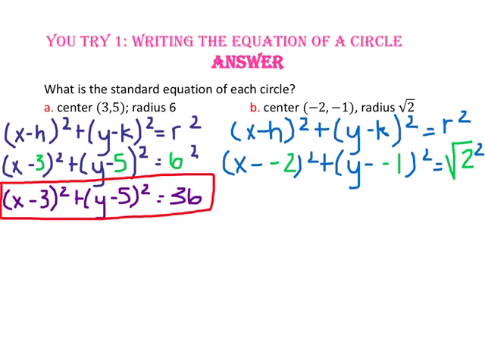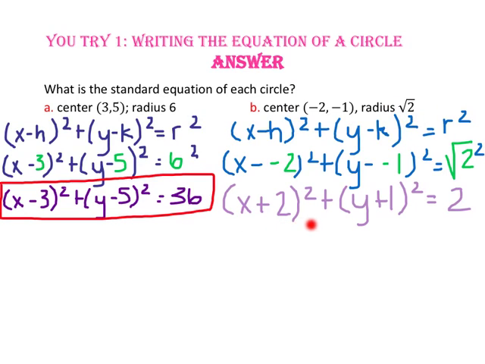(x - -2)^2 will be (x + 2)^2, plus (y - -1)^2 will be (y + 1)^2, and the square root of 2 squared is 2. So the standard equation of a circle with center (-2, -1) and radius square root of 2 is (x + 2)^2 + (y + 1)^2 = 2.